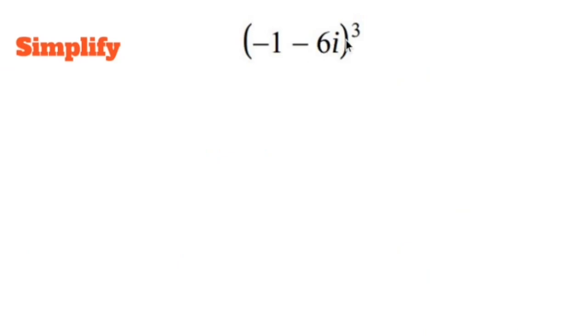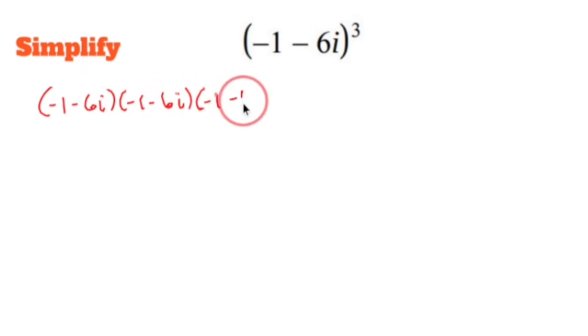Negative 1 minus 6i, cubed. All right, let's write this all out. Negative 1 minus 6i, negative 1 minus 6i, negative 1 minus 6i. Let's remind ourselves that i is just i, this negative 1 inside of a square root. i squared turns into negative 1. i cubed turns into negative i. I don't think we're going to have to deal with any more than that.